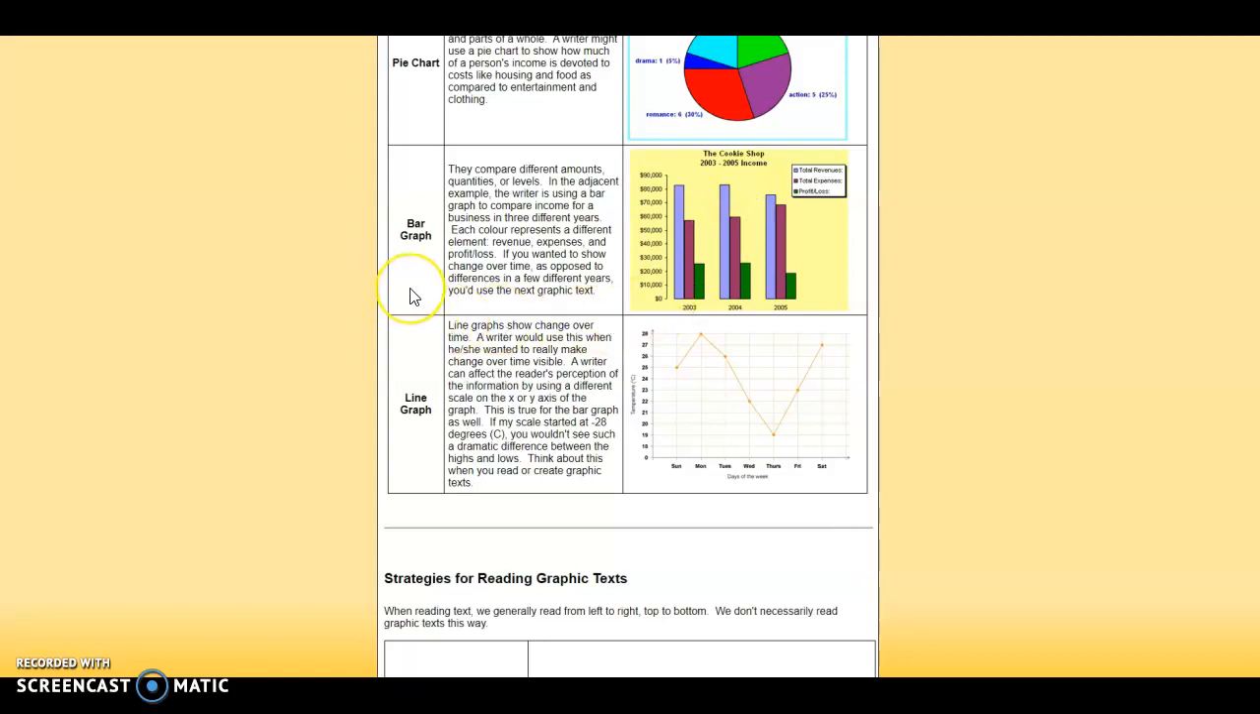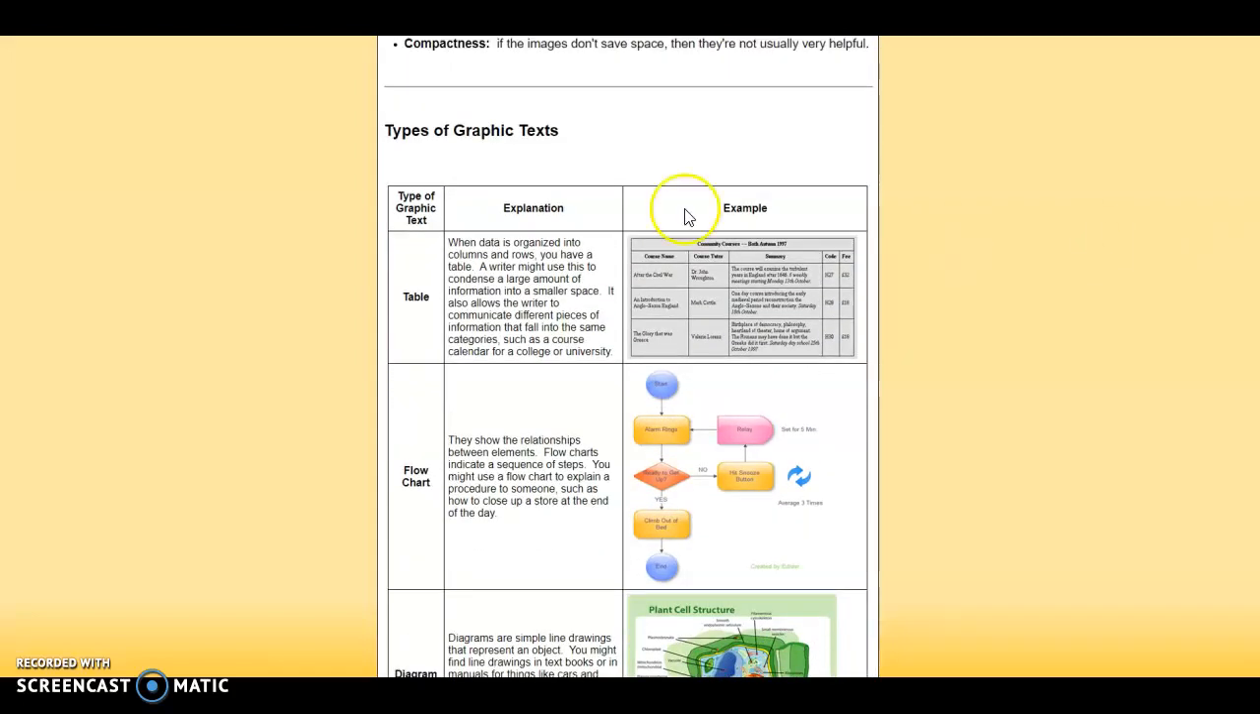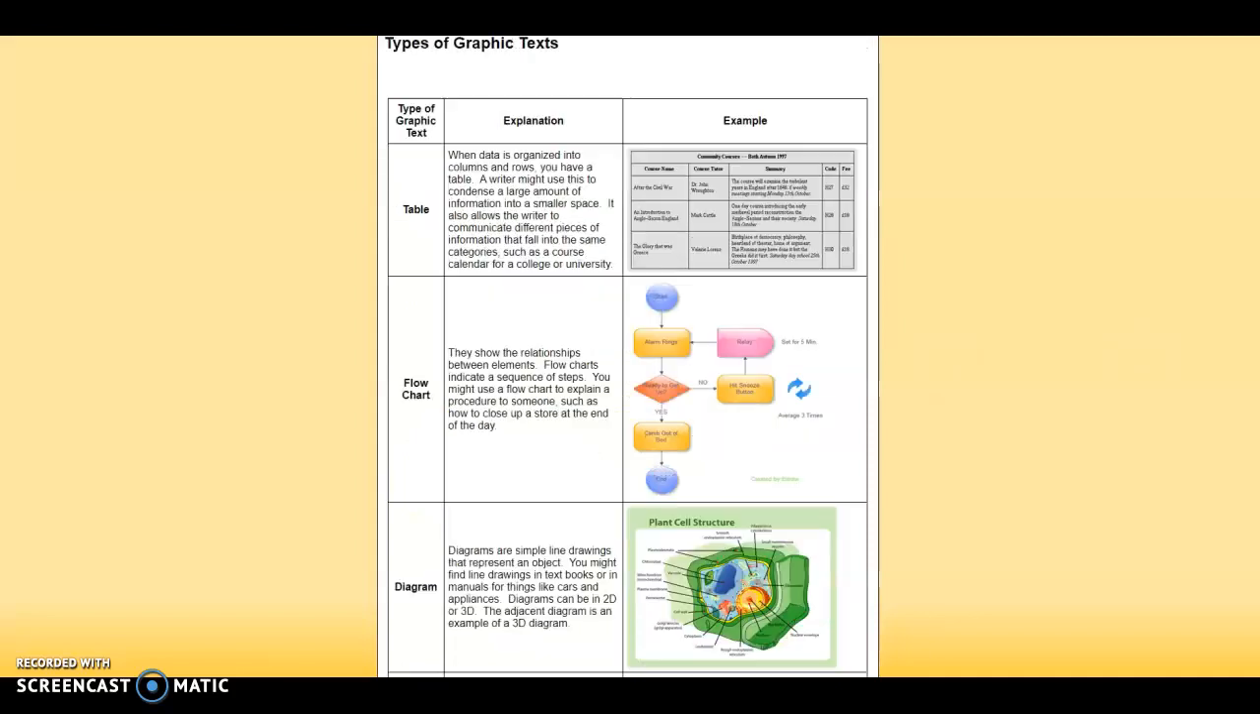Okay? For our assignment, here in a few minutes we'll get to, you'll have to find 2 examples of graphic texts, and you can choose any of these types of graphic text that you like.